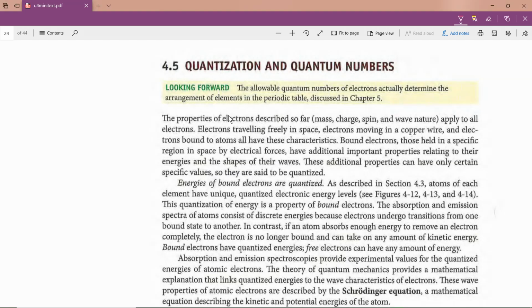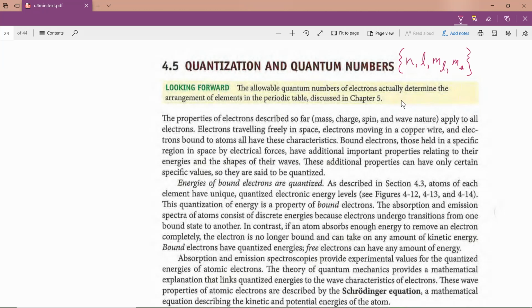So the allowable quantum numbers of electrons actually determine the arrangement of elements in the periodic table. Quantum numbers, there's lots of them. But in terms of electrons in atoms, we're going to be looking at a set of quantum numbers. I'll use the curly brace for set symbol: n, l, m sub l, and m sub s. So that is the series of indices for quantum numbers.